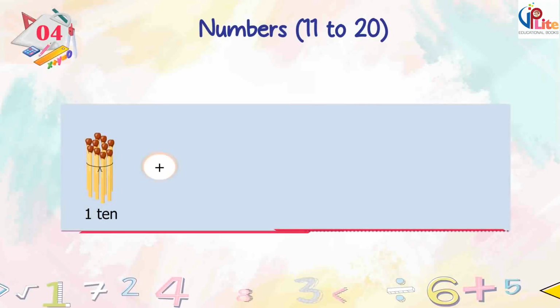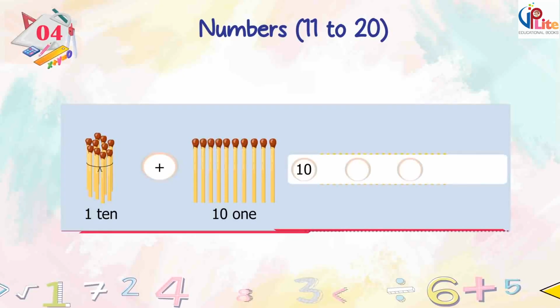1 ten plus 10. 1 ten plus 10 is equal to 20. T W E N T Y.